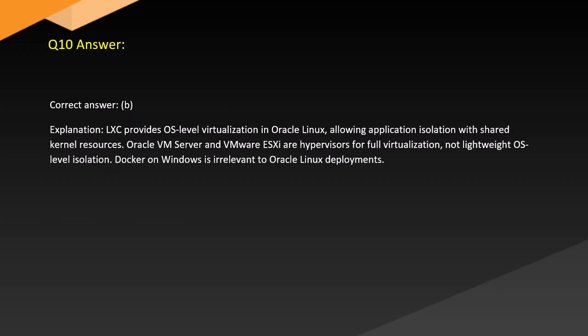Answer. Correct answer: B. Explanation. LXC provides OS-level virtualization in Oracle Linux, allowing application isolation with shared kernel resources. Oracle VM Server and VMware ESXi are hypervisors for full virtualization, not lightweight OS-level isolation. Docker on Windows is irrelevant to Oracle Linux deployments.